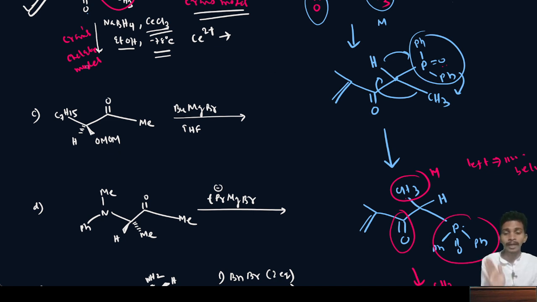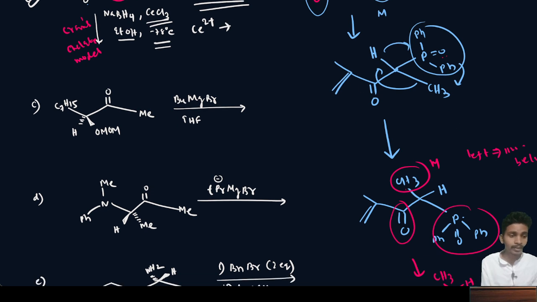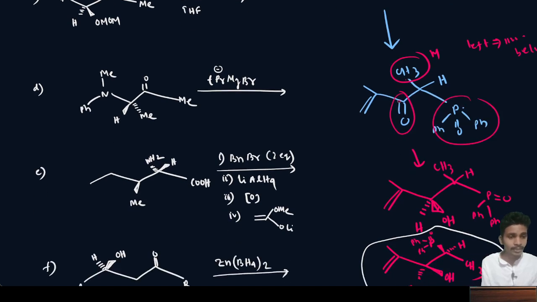So for Cram's chelate model, that chelating group should be syn to this carbonyl group. It's the same thing we did here. But now the attack of the reagent will be from the small group side, not from the medium group side. The medium group side is for Cram's model, but for anti-Cram's model the attack will be from the small group side.